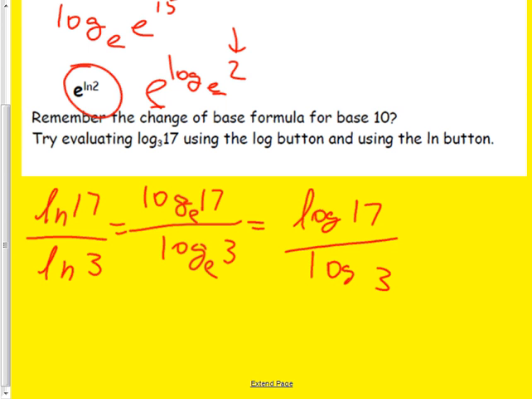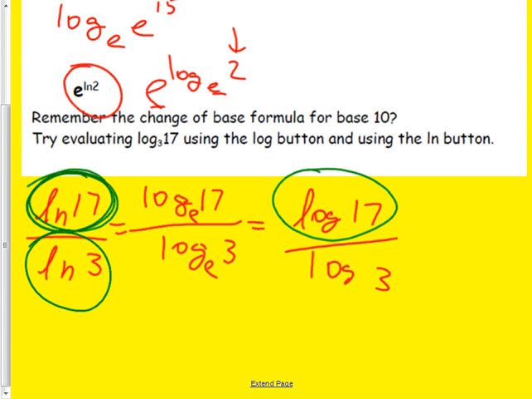And just to clarify, though, that does not mean ln 17 is the same as log 17. They have different bases. But if you use a bigger base here and a bigger base here, it cancels each other out because you're dividing. So basically, you can use the ln key if you want when you're putting this in the calculator, ln 17 over ln 3.